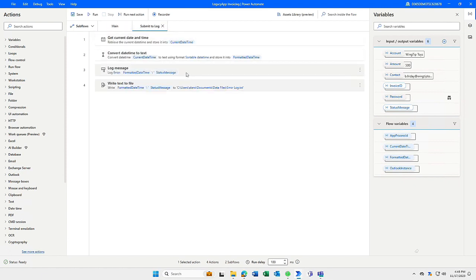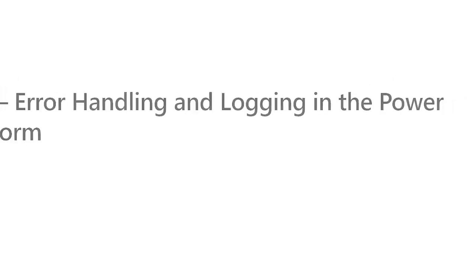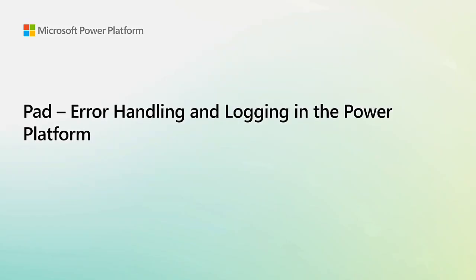This is something that's really common, really popular, just so that you can customize what you see when a flow finally runs. That concludes error handling and logging inside of Power Automate for Desktop. And now I'm going to pass it back to Ben.